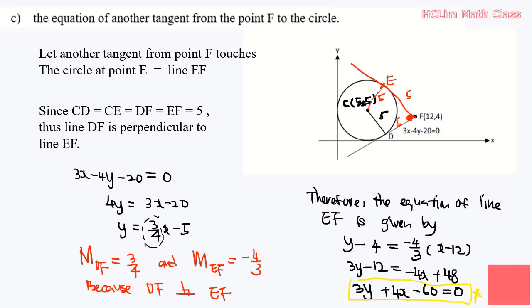So this is how we solve the circle question. Hope you understand what I have done.